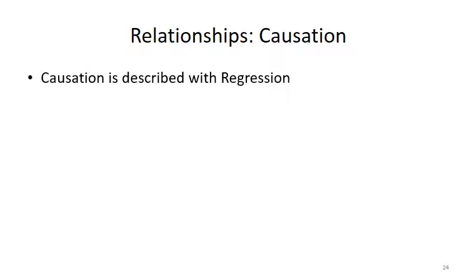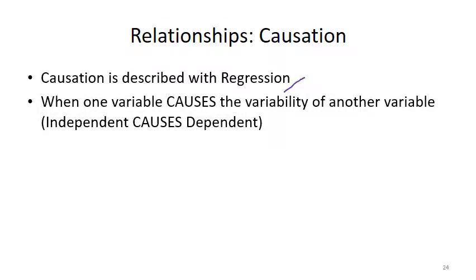But do note that correlation doesn't mean causation. I've always used this example in the class: you and your sibling, that is correlation, but you and your parents, that is causation. So causation usually has an independent and a dependent variable. So causation is described using regression, when one variable causes the variability of another variable. So usually this one variable here is the independent variable, and this is usually the dependent variable.